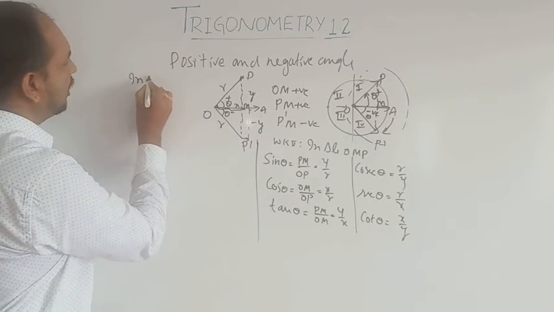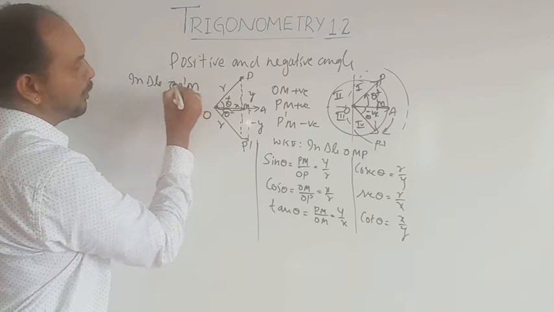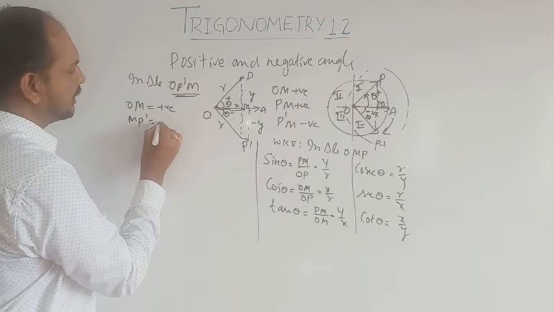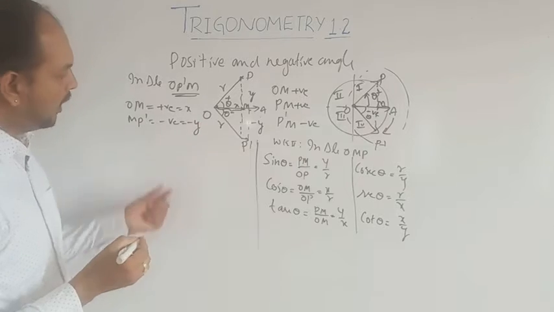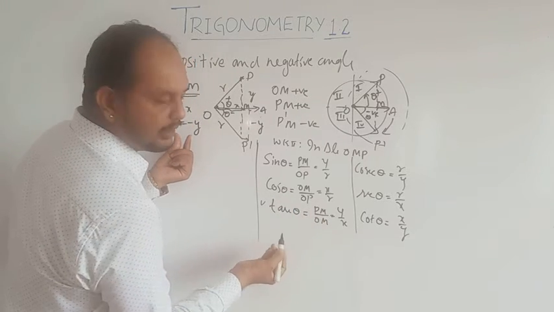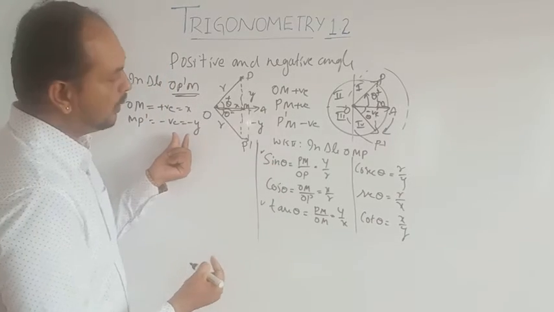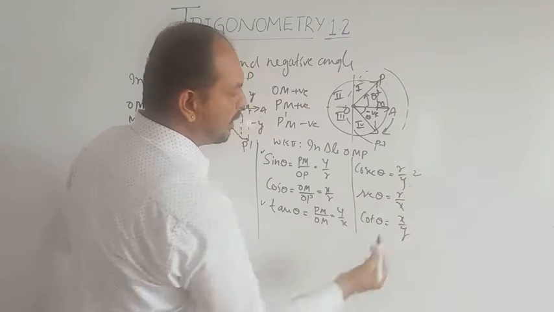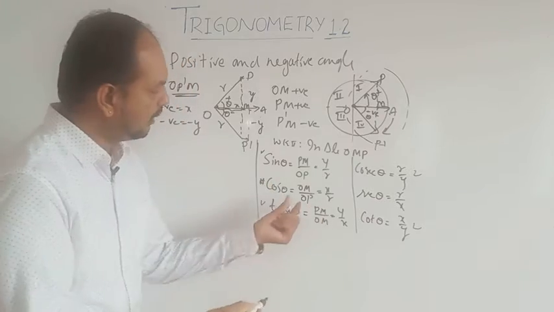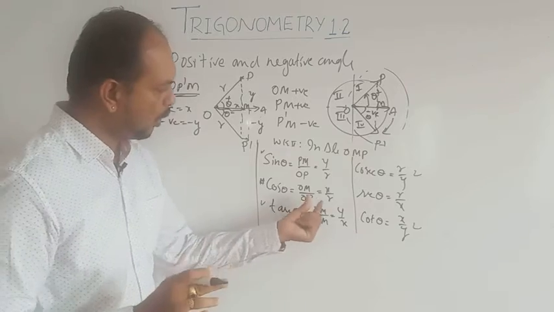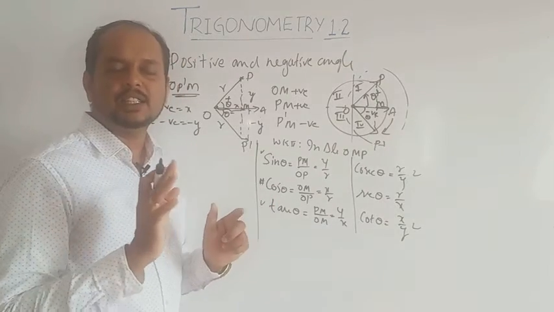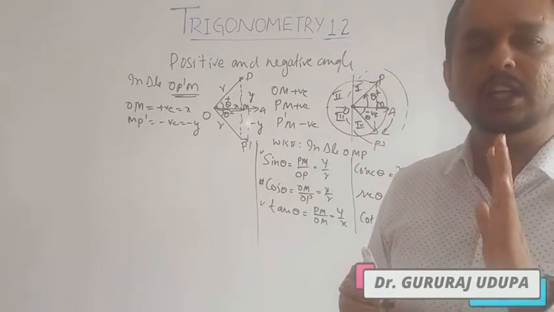So in triangle OP dash M, very important, OM is again positive, but MP dash is negative. This is positive x, this is minus y. So what happens? Wherever y is there, those ratios become negative. Tan has y, so it is negative. Sin has y, so this will be negative. Again cosec will be negative, then cot will be too, and only cos is positive, because in cos and sec there is no y component involved. So whenever a negative angle comes, cos and sec will give a positive value. This is a very important thing you should remember. Only cos and sec will give positive.